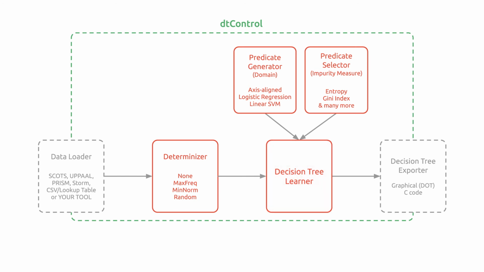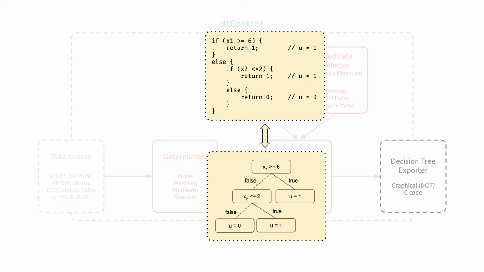dtControl can take inputs from various formal synthesis tools such as Scott's, UPPAAL or Prism, and it also makes it easy for you to build a pipeline from your favorite tool. As output, we can produce the graphical output you saw throughout the presentation, or we can produce equivalent C code, which is nothing but an if-else statement for each node of the decision tree.